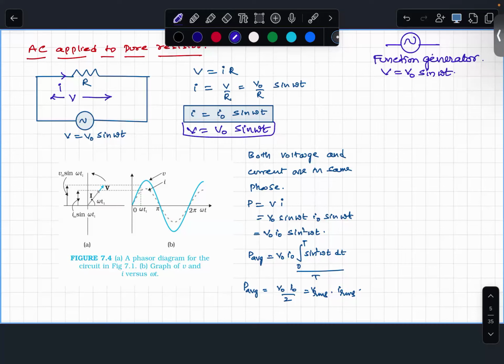Now, let us study power. Power is defined as V into I. Remember here again, this is instantaneous power. When I'm speaking about a P over here, it is instantaneous power.